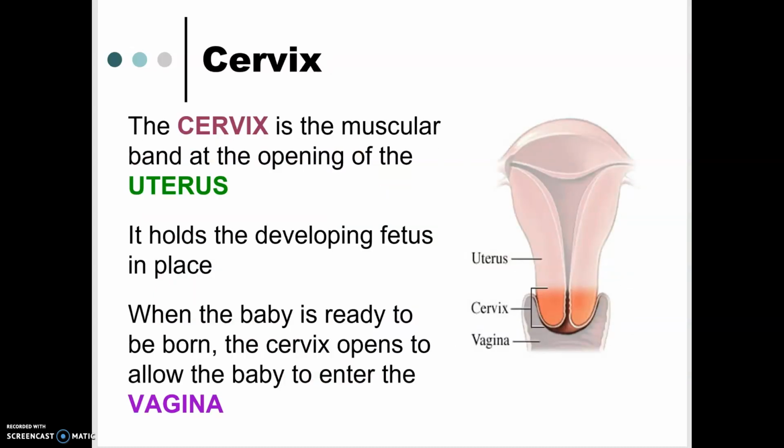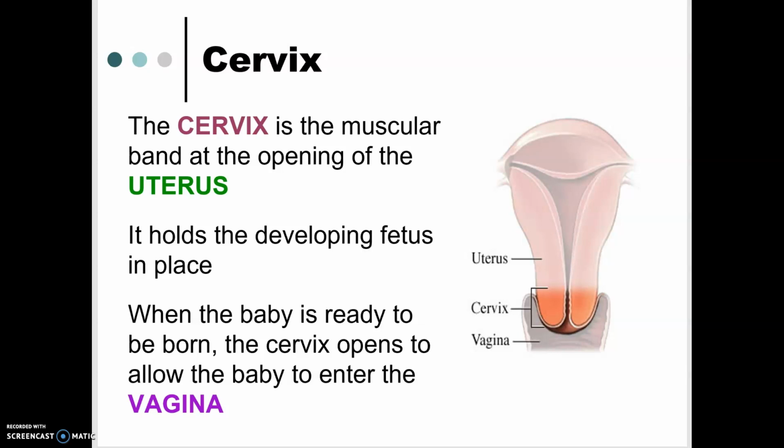Now, the cervix is an important structure. It's a muscular band, and it's basically a separation between the uterus and the vagina. So at the point where the uterus becomes the vagina, or the vagina and the uterus come together, we get a muscular band of tissue that we call the cervix.